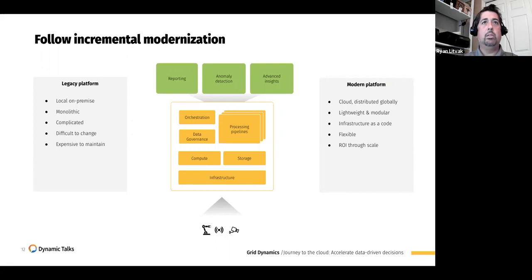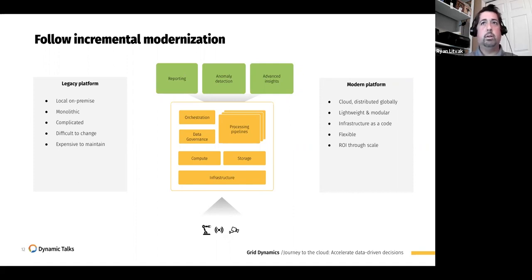And through this partnership, we are looking at what value we could get from migrating pieces of this at a time into a more modern platform. That modern platform really is cloud-based. It's much more lightweight and modular. It's allowed us to incrementally bring pieces of that architecture into being so that we didn't have to start with a large platform, a large footprint right from the start that was very expensive and difficult to show ROI from.